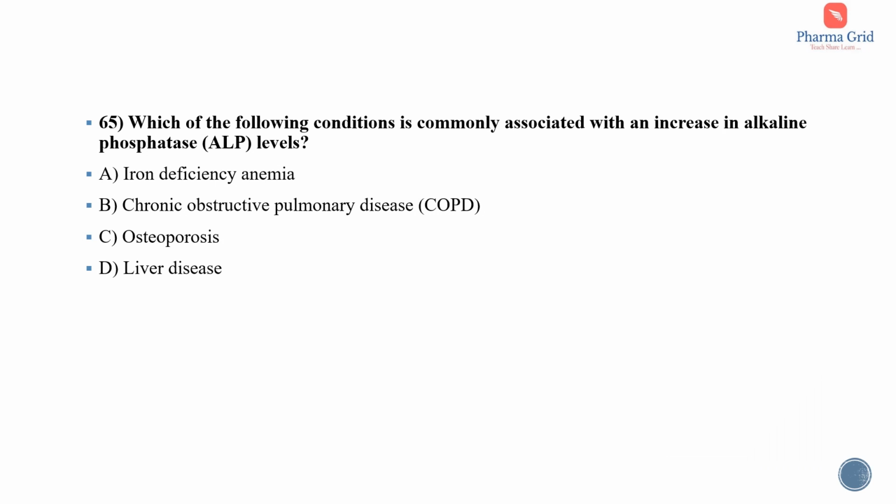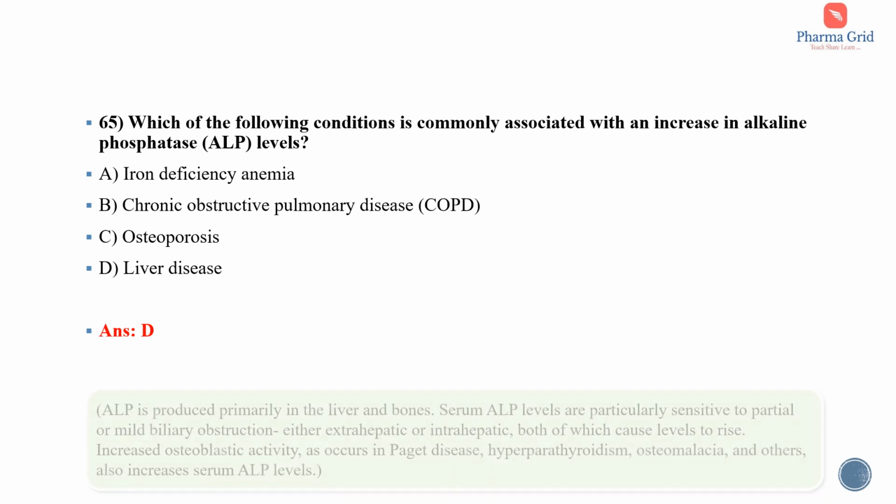Question number 65. Which of the following conditions is commonly associated with an increase in alkaline phosphatase levels? The options are iron deficiency anemia, chronic obstructive pulmonary disease, osteoporosis, liver disease. Here the correct answer is option D, that is liver disease.